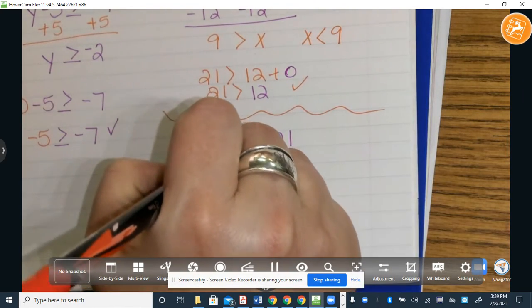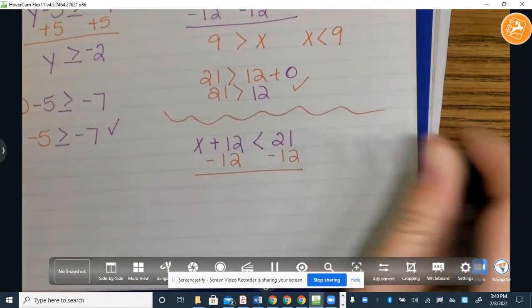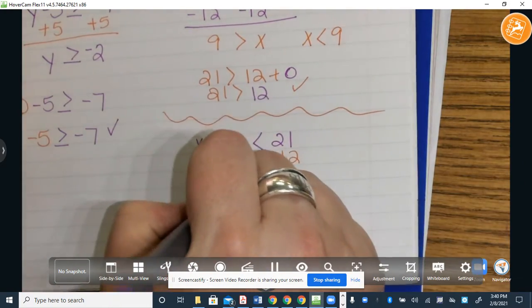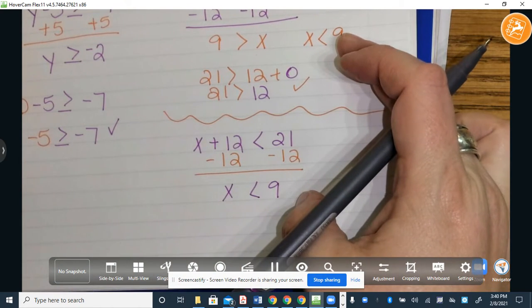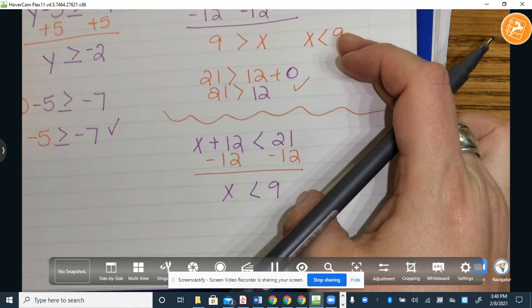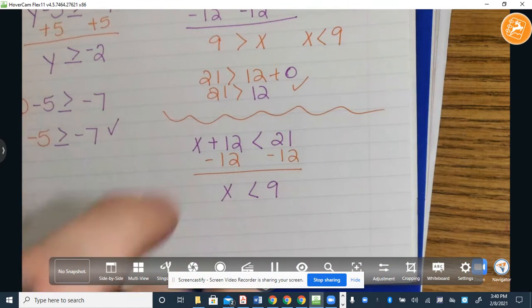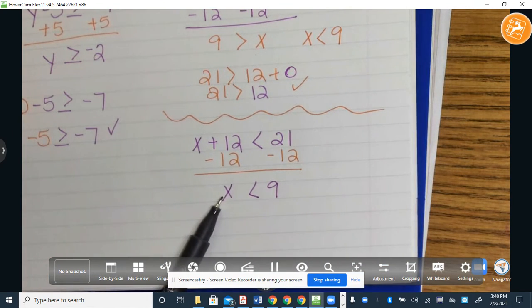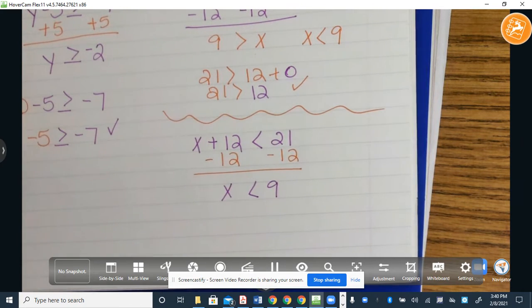So I'm going to subtract 12 on this side, subtract 12 on this side. X is less than 9. You see that they're both the same answer. No matter which way you do it, you always want to make sure that you put your variable to the left and your answer to the right.